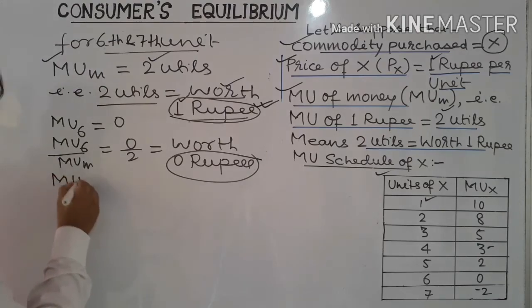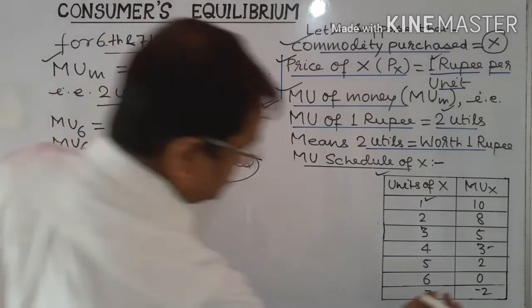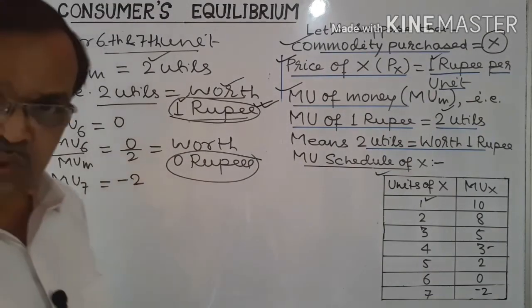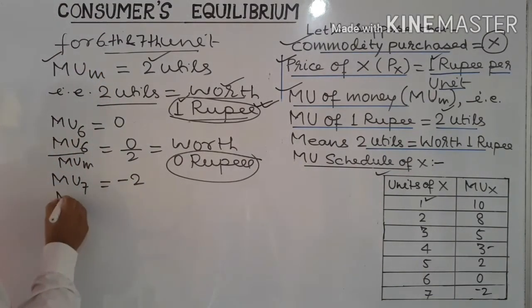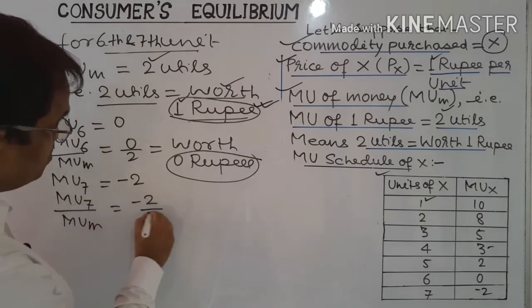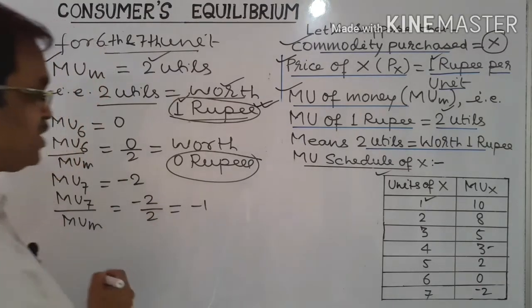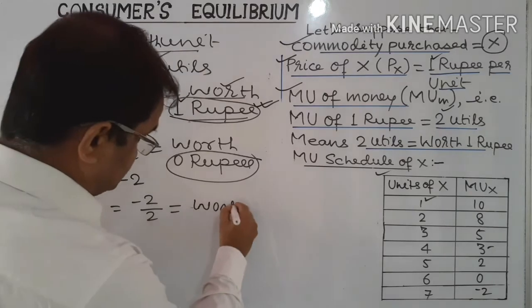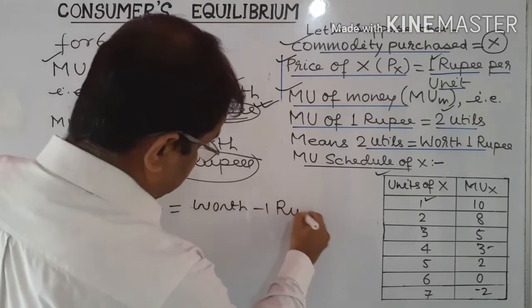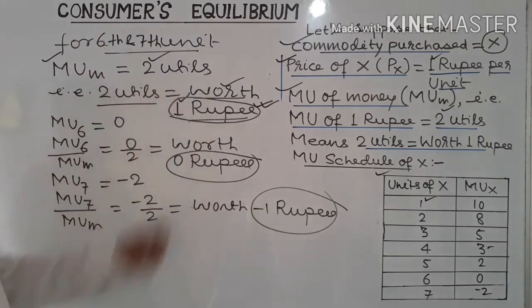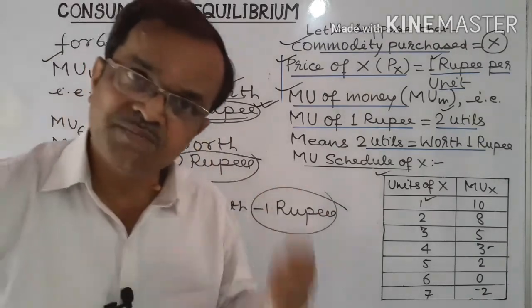Similarly, MU7, for the 7th unit, the additional satisfaction is negative, that is -2. And when it is further converted into money terms, then MUx by MUm is equal to -2 by 2, that is -1. And that is worth -1 rupees. Now this is negative, and that is again less than the price paid.